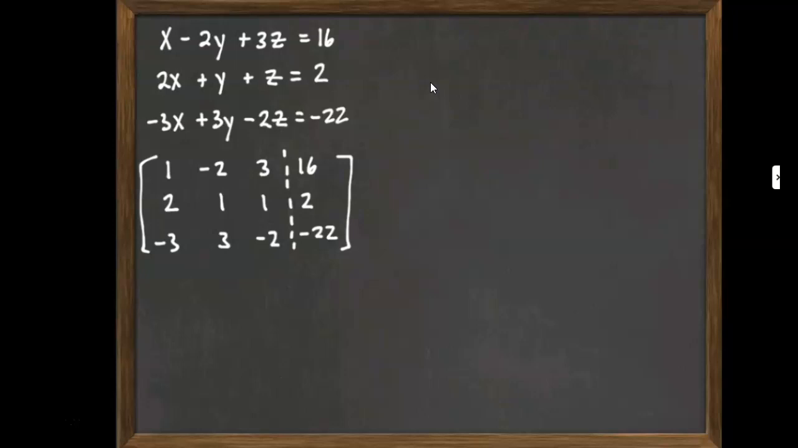1, negative 2, 3, 16. 2, 1, 1, 2. Negative 3, 3. Negative 2. And negative 22. Okay, and so at this point, we're ready to begin the elimination process. So remember, we need everything below the main diagonal to become a 0. So we start with the first column. We're going to worry about the 2 and the negative 3 first. We'll come back to this other spot later.